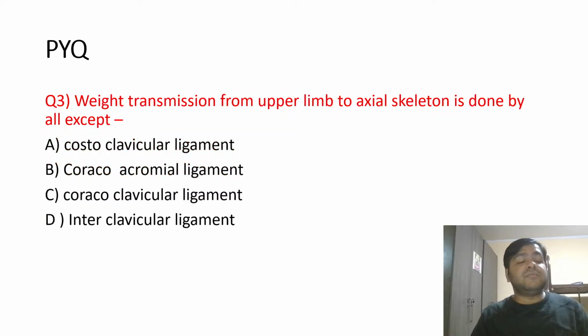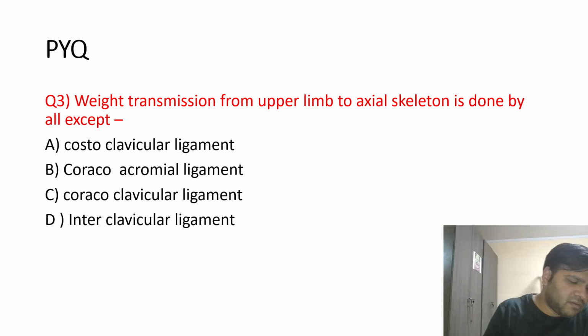Now, weight transmission from upper limb to axial skeleton is done by all except. Khushi, Saddam, very good. Satvik, Shiv, Ishita, Chaitanya, very good. Now, the next question is weight transmission from the upper limb to axial skeleton is done by. Anyone?